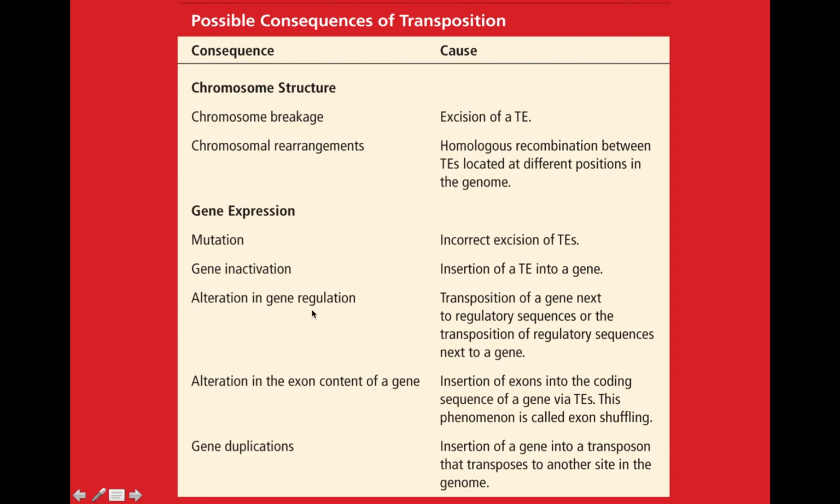You can see alterations in regulation when a gene is transposed next to a regulatory sequence, or when regulatory sequences are transposed next to a gene. So moving elements around the genome can cause significant consequences for gene regulation. And of course, you can mess up a gene by inserting yourself into the middle, and you can even duplicate genes if they're attached to transposable elements, and you reverse transcribe them and then move them to a new location.